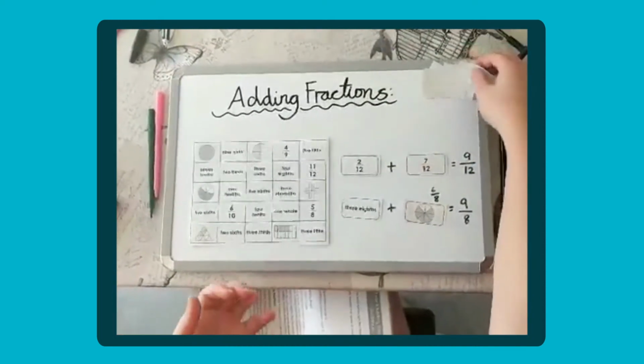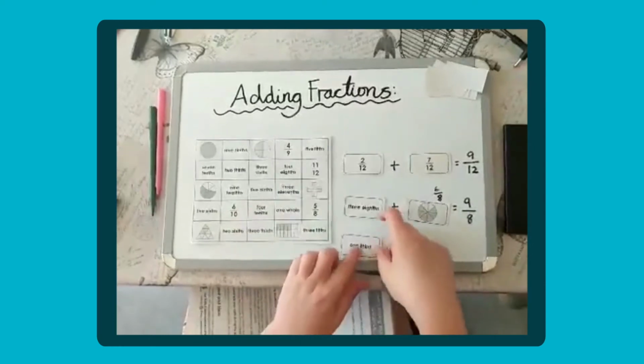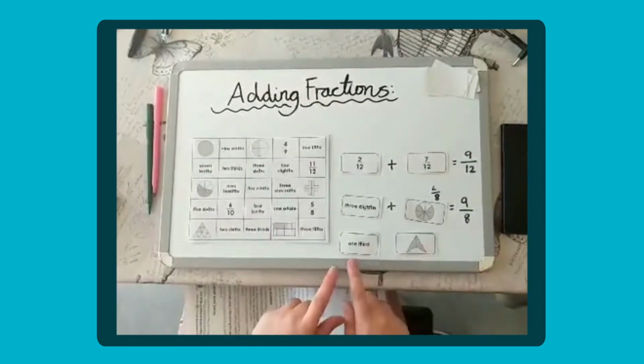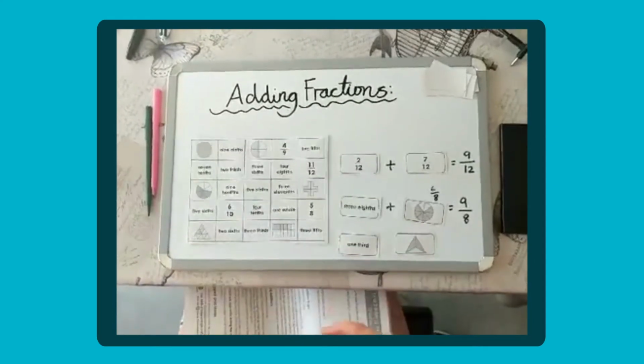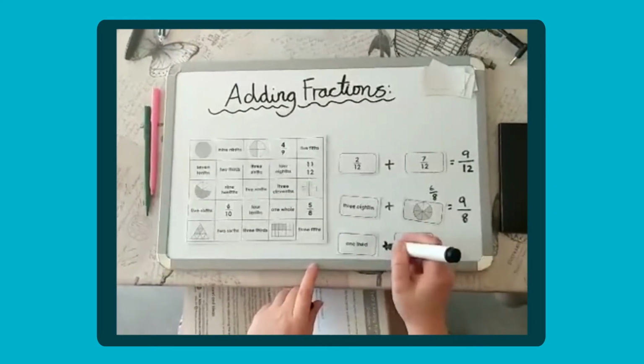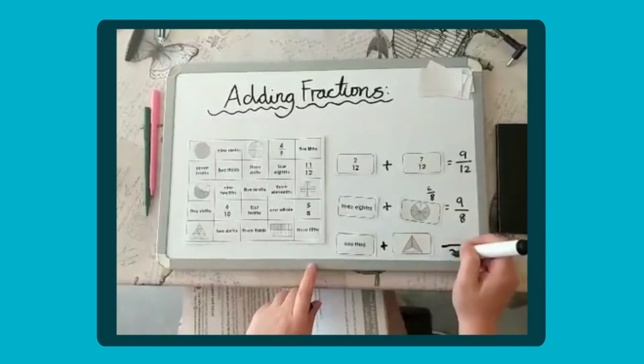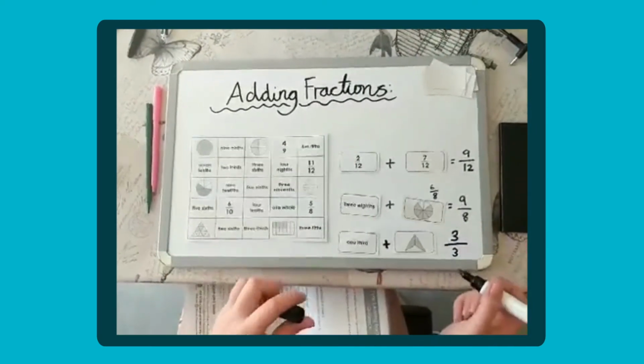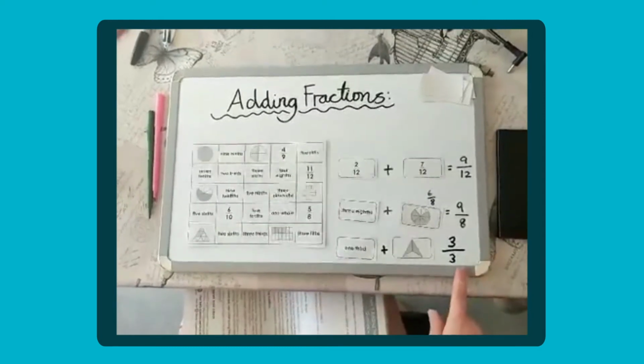I'll have a third go. We'll see if we can find one that we can actually cross off. So here we have 1/3 plus 2/3. Again, the denominator stays the same. 1 add 2 is 3. So here you could have the discussion about this is equivalent to 1 whole.